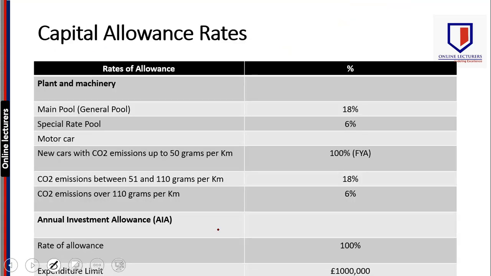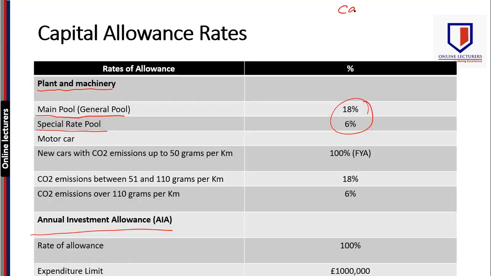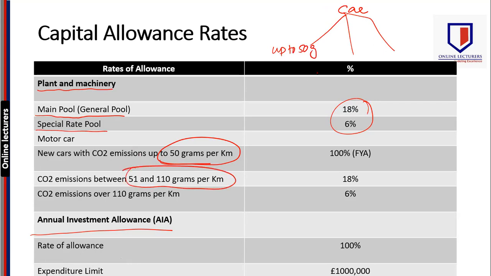This is the list of the rates and other things which you can get in the exam as a tax and allowance sheet. You can see that we have been given plant and machinery, we have the main pool, we have a special pool, and these rates I have already covered. This is the annual investment allowance, this is the first year allowance. As far as the motor car is concerned, it has been classified into three categories: motor car up to 50 gram per kilometer, another category is 51 till 110 gram, and the next category is more than 110 gram.